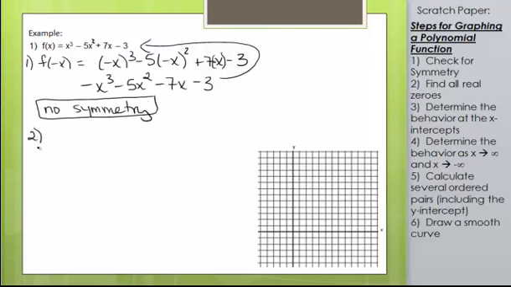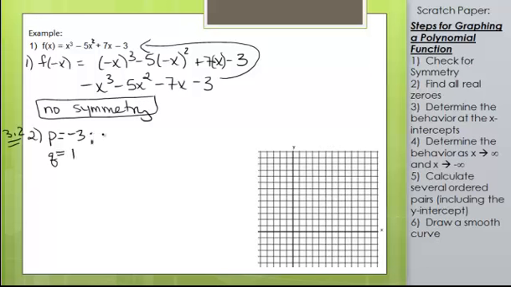So step number 2 says find all the real zeros. Step number 2 is everything that we did in 3.2. That's what we did in that section. So if you're confused, go back and have a look at 3.2. To find all the zeros, the first thing we have to do is find our p's and q's. Remember, p is your constant term. Q is your leading coefficient.